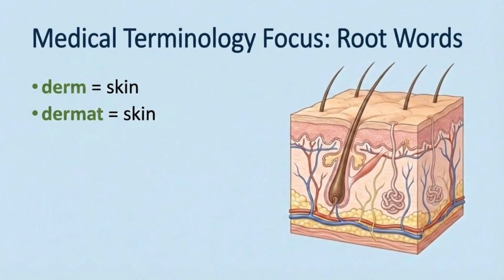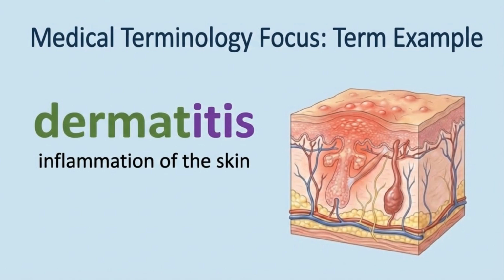You'll see these roots frequently in integumentary terminology, especially when describing diseases or conditions affecting the skin. Dermatitis breaks down into word root dermat, meaning skin, and the suffix itis, meaning inflammation. Dermatitis literally means inflammation of the skin.